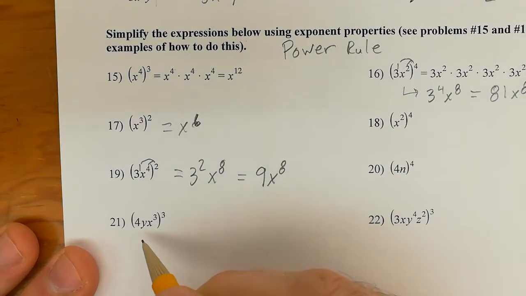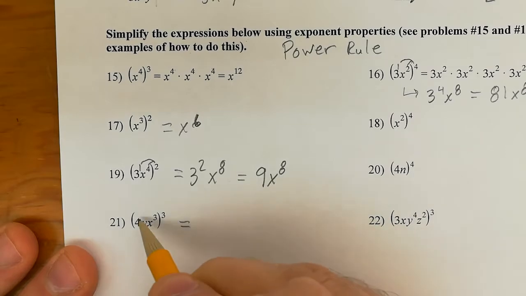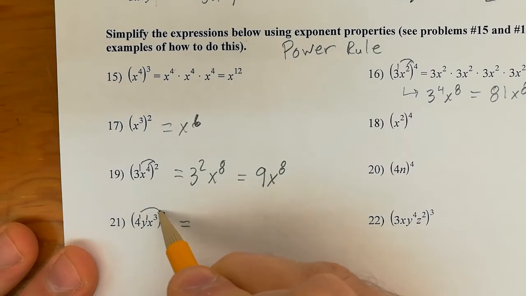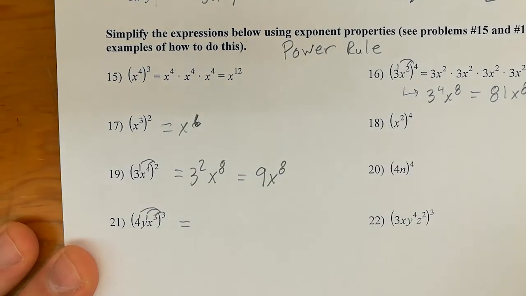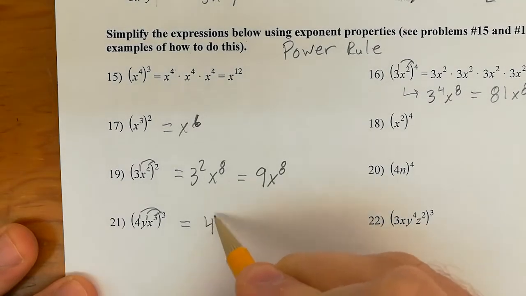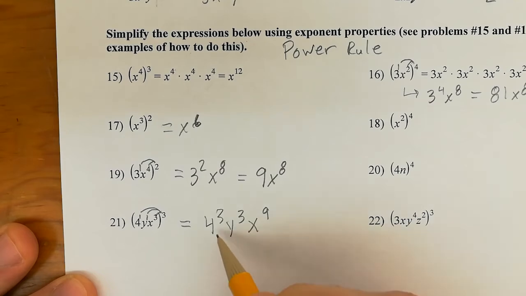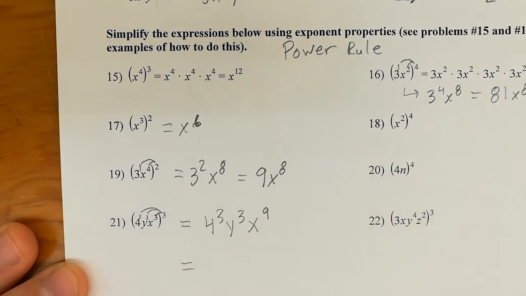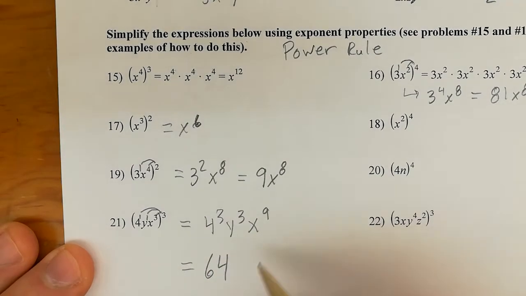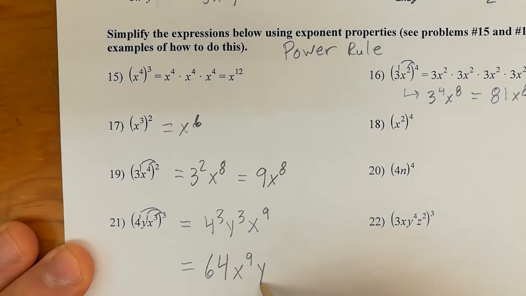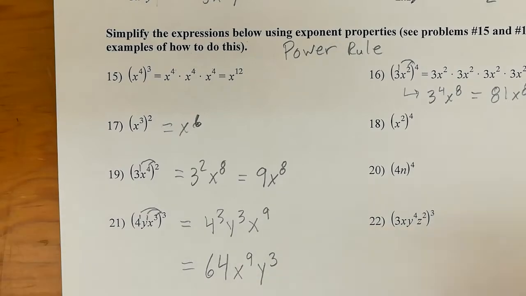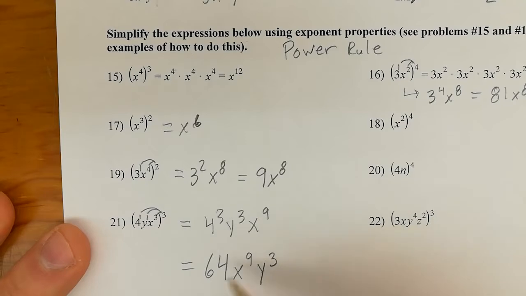And then number 21 here, might want to put on those 1s. This 3 on the outside gets multiplied by all the inside exponents. You end up with 4 to the third, y to the third, x to the ninth. And then I'm going to simplify this a little bit. 4 to the third, that is 64. You can always use a calculator to help with that. Generally, if you have more than one variable in an answer, you want to put them in alphabetical order. So we should have the x before the y. All right, there's that answer.